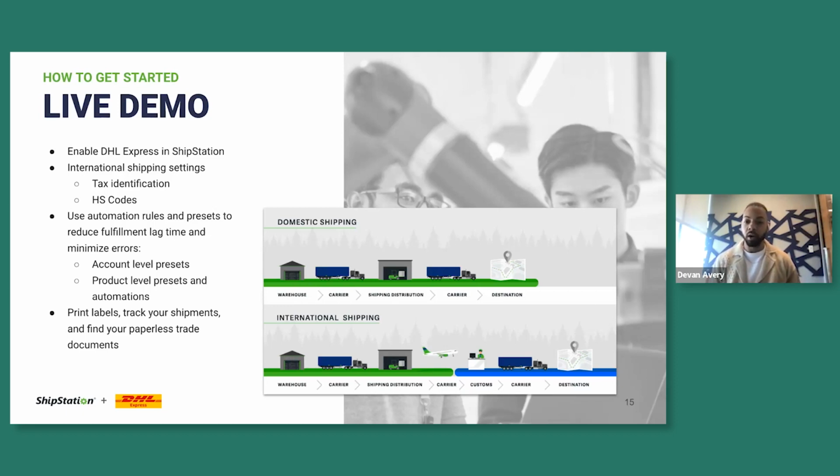If you aren't familiar with automation rules, even better, I can show you what they are, and I can show you some that you might put into place for your international shipments. Then it might inspire you to want to put rules in place for some of your other domestic shipments as well. And then lastly, we'll talk about printing out labels, tracking shipments, and all that other stuff. So that being said, let's go ahead and hop in.